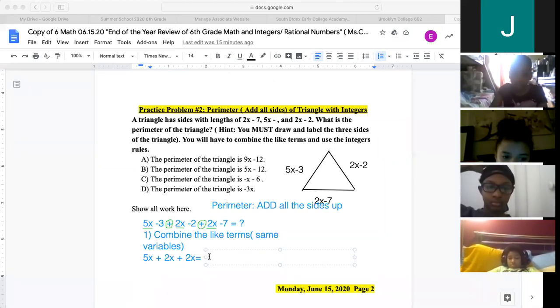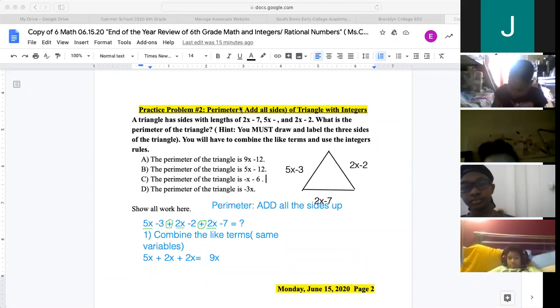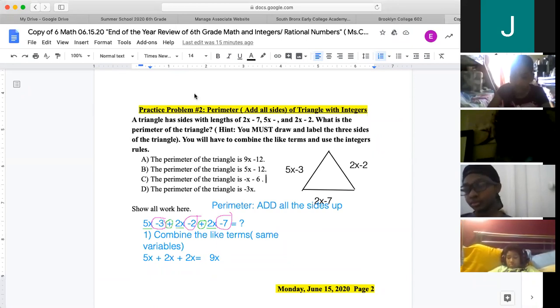Now, 5 plus 2 is 7. 7 plus 2 is 9x. That's the first component. Now we're going to actually take care of the integers. I'm going to use pink. We have -3, -2, and -7. We are adding. So the signs are the same, which means we keep the sign and we add. And then we're going to put the whole term together.